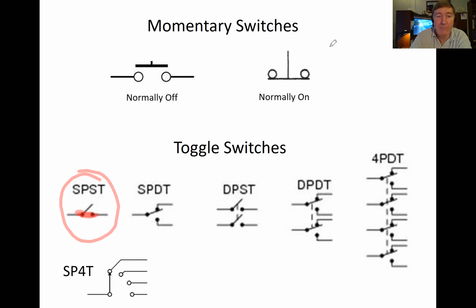So this is not a momentary switch. This is what we call a toggle switch. When we take our finger away, it doesn't spring back like these guys do. It stays in whatever position we put it in. So all of these are different types of toggle switches. And by the way, this is the new thing that is your main homework tonight.